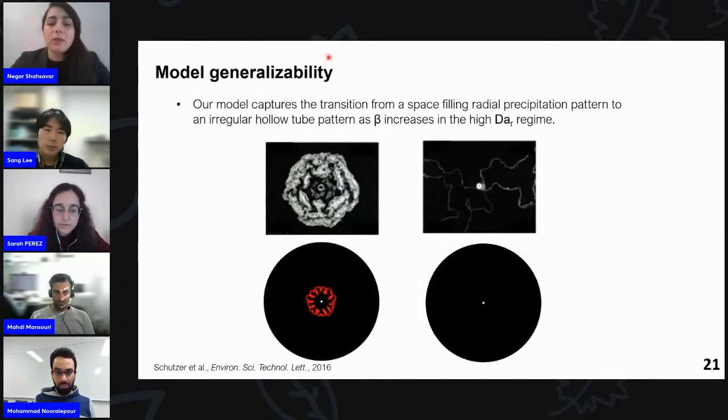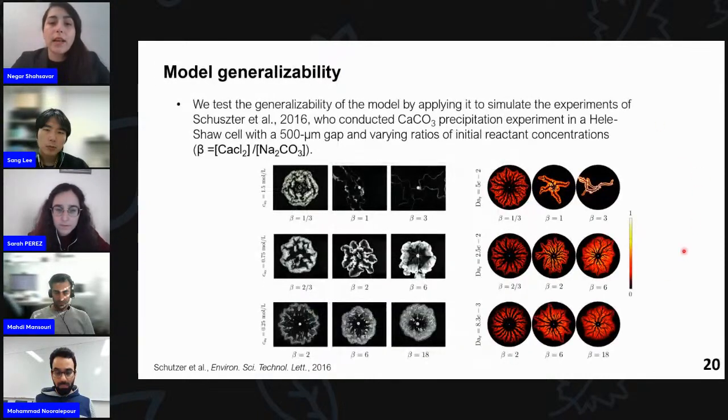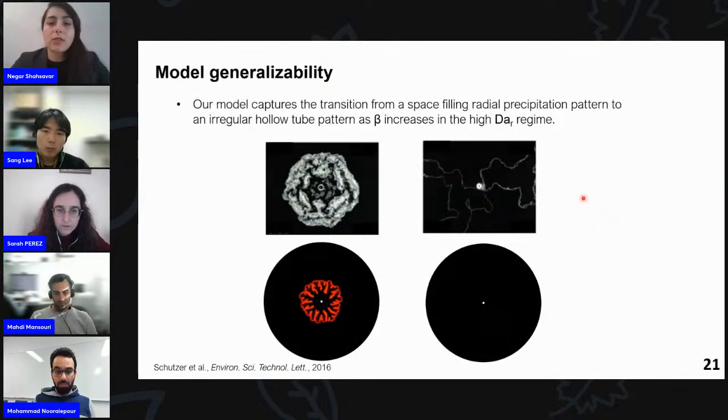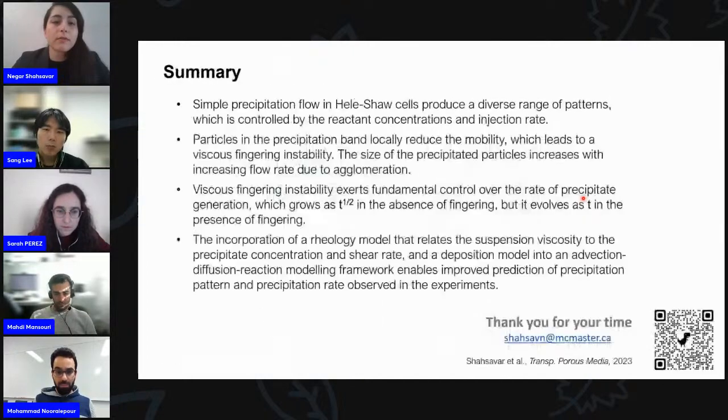And amazingly, we can see that our model can capture the variety of the precipitation patterns that goes from surface filling to hollow tubes. And this is the movie of transition from surface filling patterns to hollow tubes as we increase beta in high Damköhler number regime.